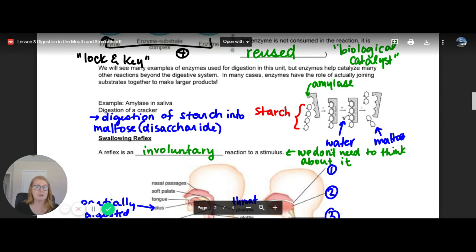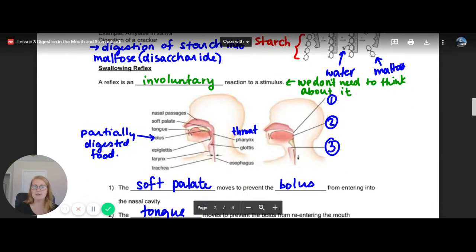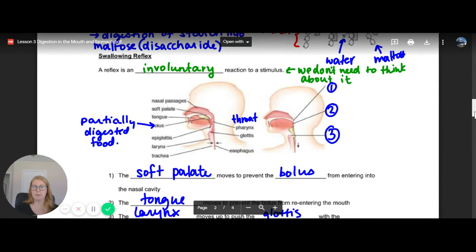Again, in terms of reactions for this, we can write chemical reactions. We just save that until grade 12 biology, where we will look at biochemistry. So we'll talk about all of the reactions that are involved with breaking things apart and putting things together and so on. In the next section, we're going to talk a little bit about swallowing.